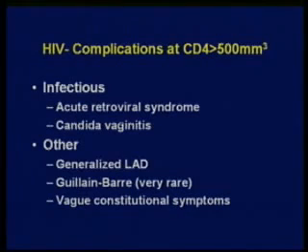Other symptoms that occur with a T-cell count over 500: generalized lymphadenopathy. Some patients will come in and say, you know, doc, I notice I'm having some swelling here in my groin. The generalized lymphadenopathy. That's where the virus is replicating. Guillain-Barré, which is very rare, ascending paralysis, and vague constitutional symptoms. I feel sick, I feel tired, I feel weak, I can't study, I can't concentrate, nobody loves me, nobody cares. Think HIV, all right?